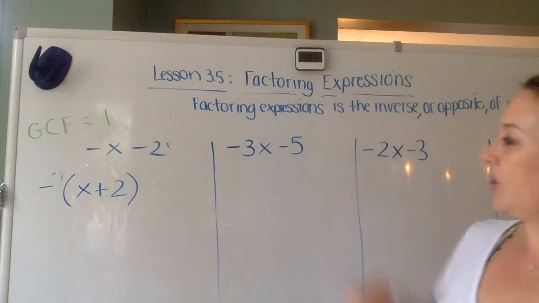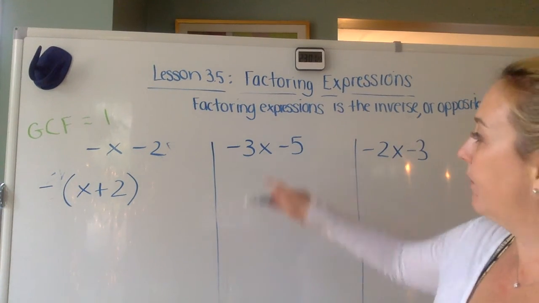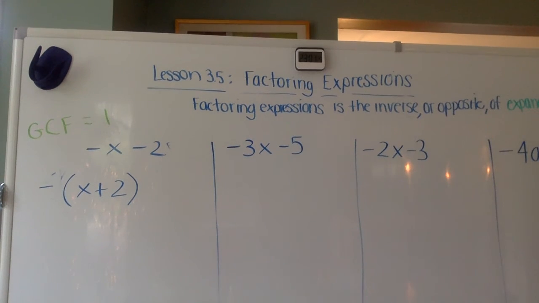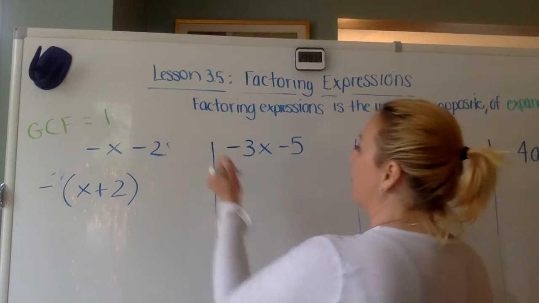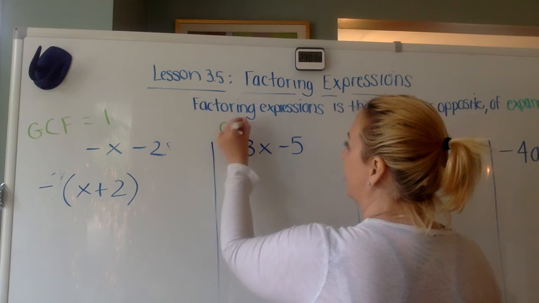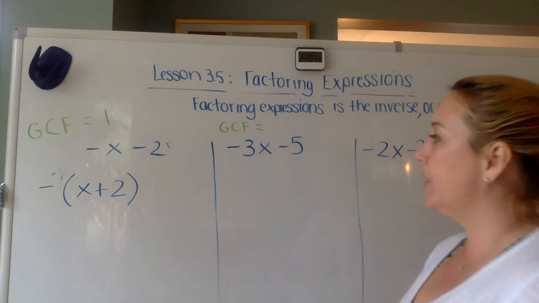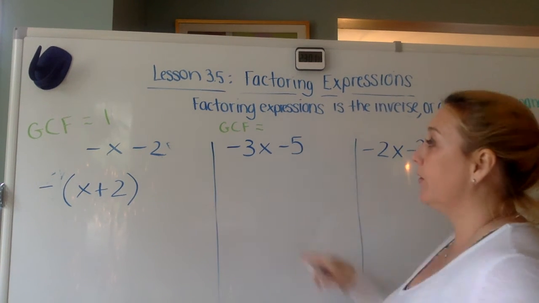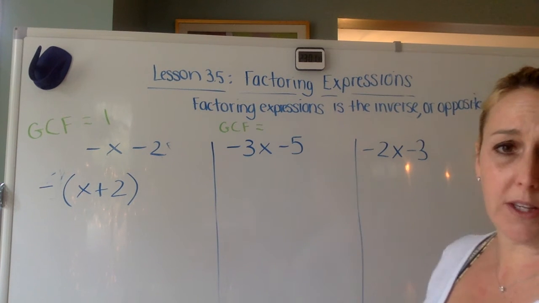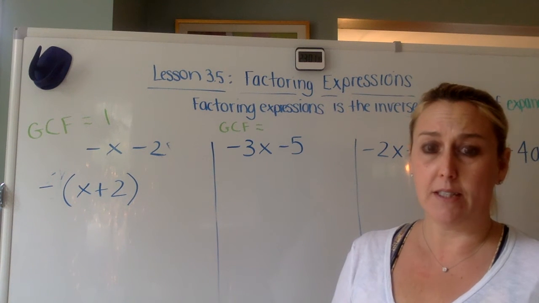Let's try another one over here. So the GCF of negative, I'm down a marker. So here, remember, first step when we're factoring is to talk about what that GCF is going to be. So do we have a greatest common factor between 3 and 5?